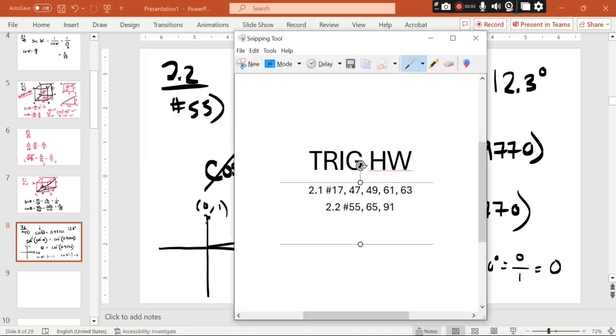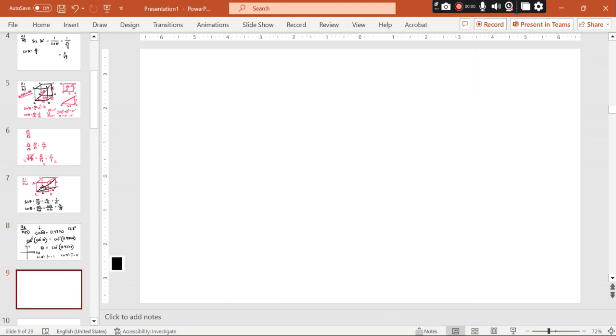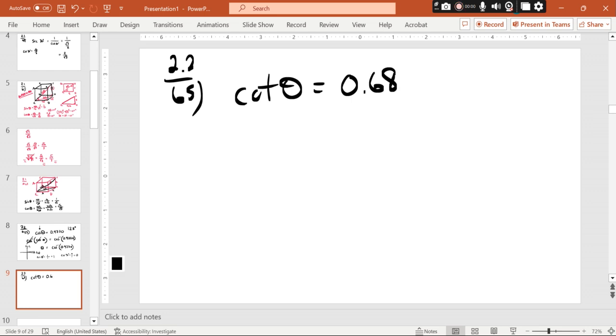Not that one. That's not what I wanted. I wanted this. Okay, 65, 2.2, 65. All right, I got... Is this cotangent? Cotangent. What? We did not do those in the notes. 0.68. What? I think it's 7.5. You guys check with me. 7.3. 7.3 it is. Okay.